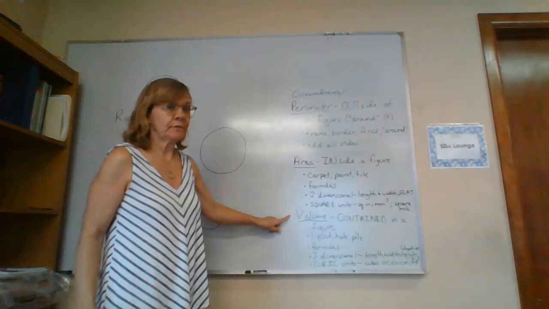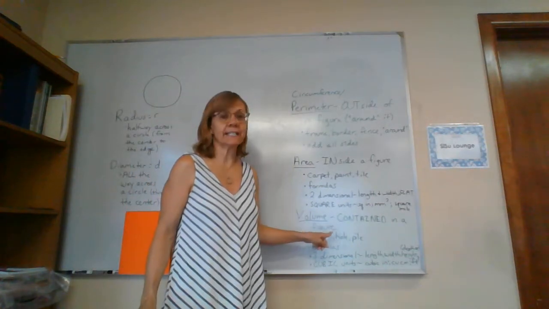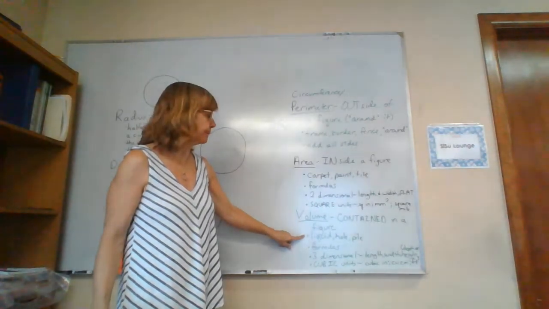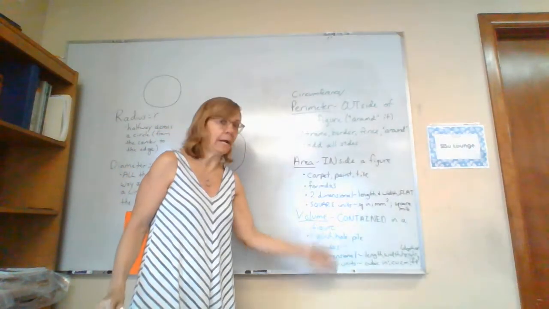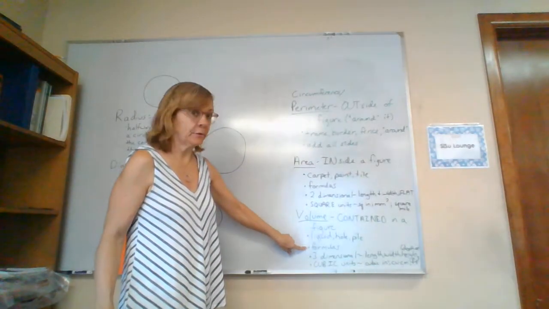The third way to measure a figure is volume. And volume asks what's contained inside a figure. It's going to be things like liquid. Liquid will always be measured in volume. If you have a hole that they've dug out, or a pile that comes up, again, formula. And they'll give you the formula sheets for this.